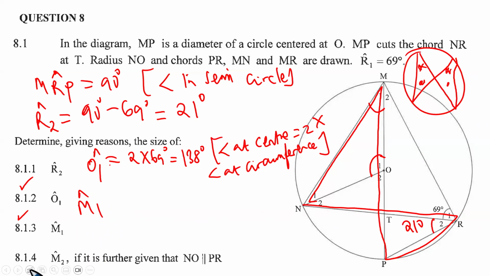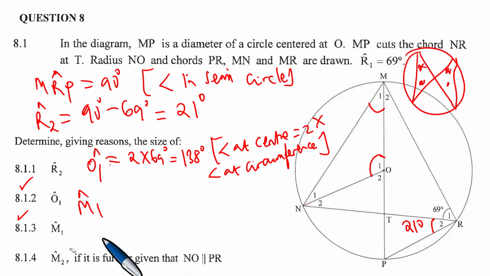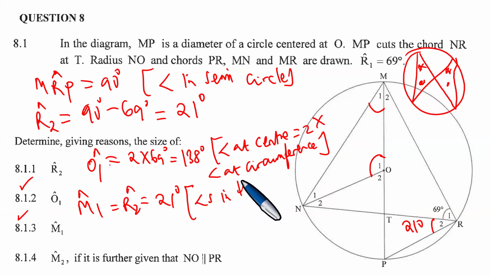So the angle M1 is exactly equal to the angle R2, and this is 21 degrees. Why? Because these are angles in the same segment. Then with these, we're able to say we found the angle M1, so it's 21 degrees.